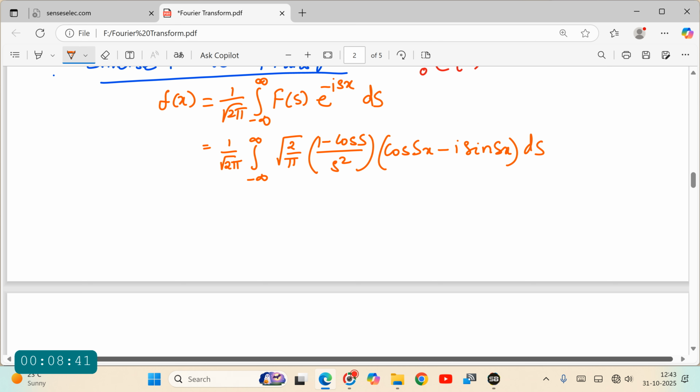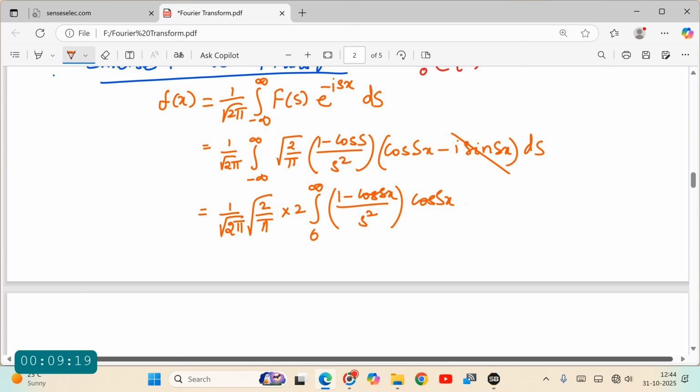Already we know the function sine is an odd function. In the limit of minus to plus infinity, an odd function turns to 0, so the second term tends to 0. What about the cos term? The cos term is an even function, so you can write the limit starting from 0. What are the constant terms? One constant term is 1 by root 2 pi, and the other is root 2 by pi. Now convert the limit minus infinity to plus infinity as 2 into 0 to infinity, with (1 minus cos s) divided by s square into cos sx into ds.